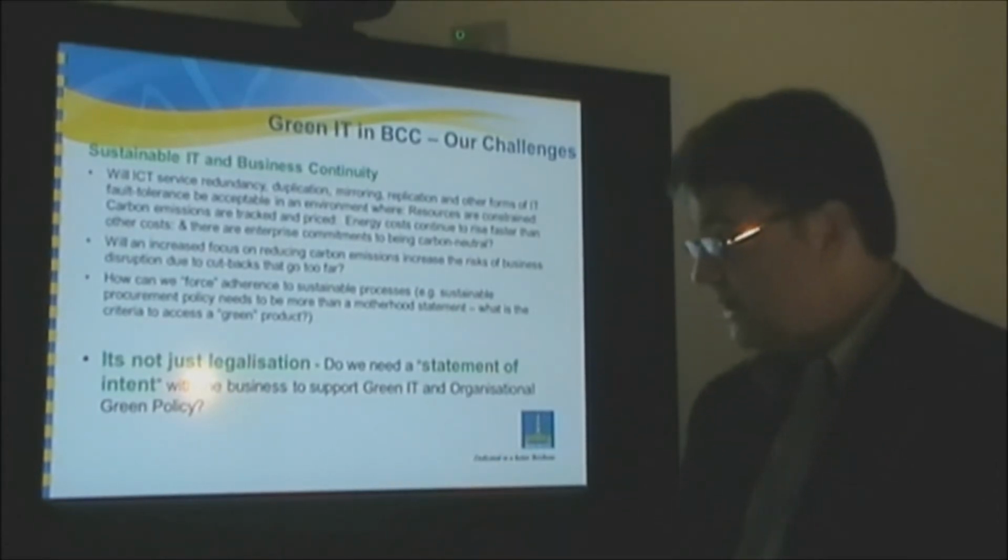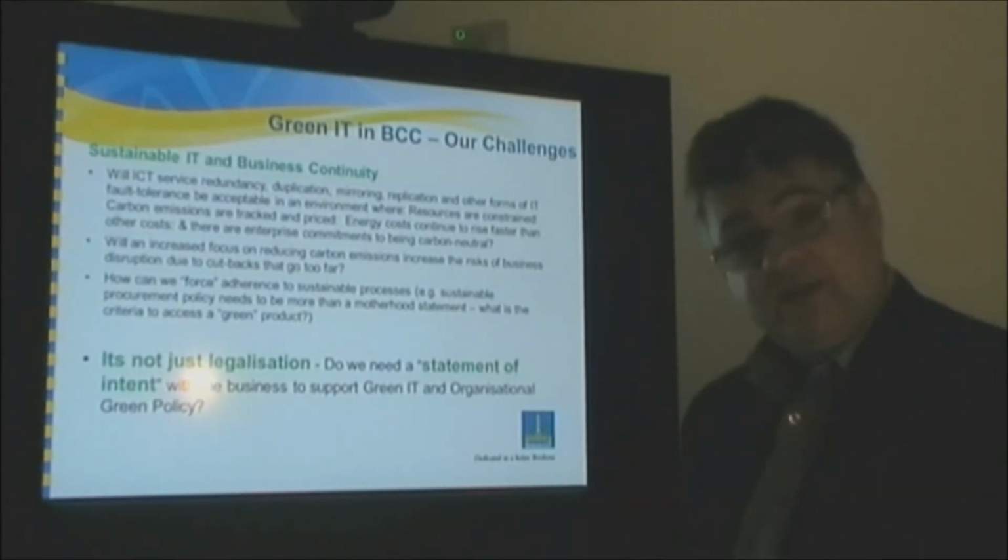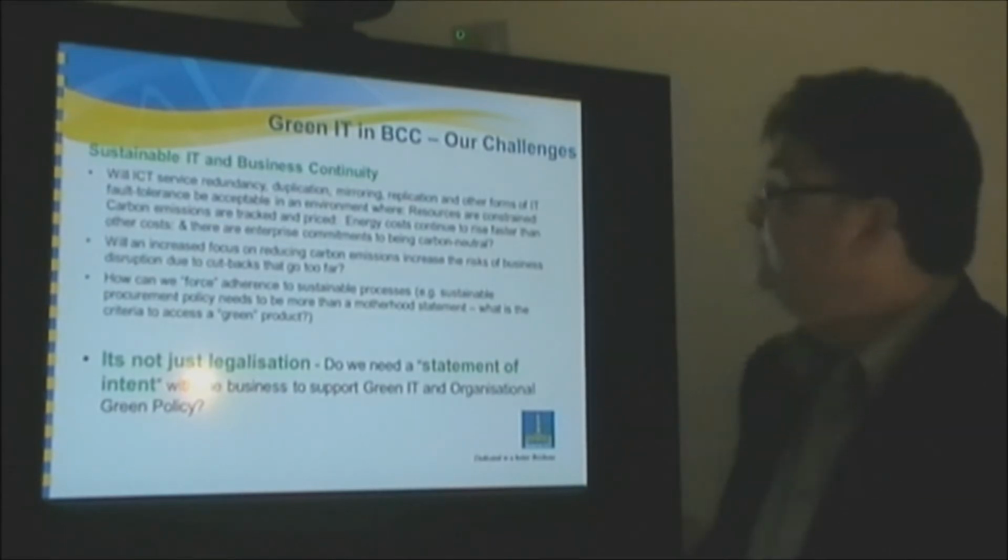My point here is, it's not just about the legislation, it really is working with the business and what we've called a statement of intent. That statement of intent has to be something that EMT, the executive management team, buy into. So IT can't do Green IT alone. The organisation may have goals around sustainability, but we all have to be working together.